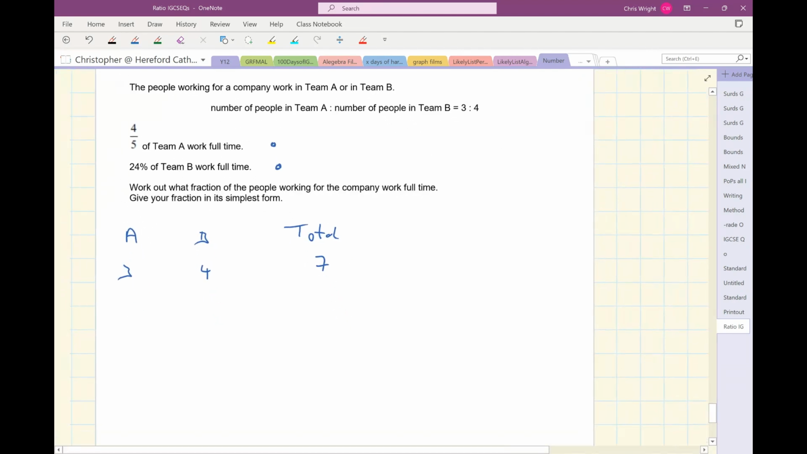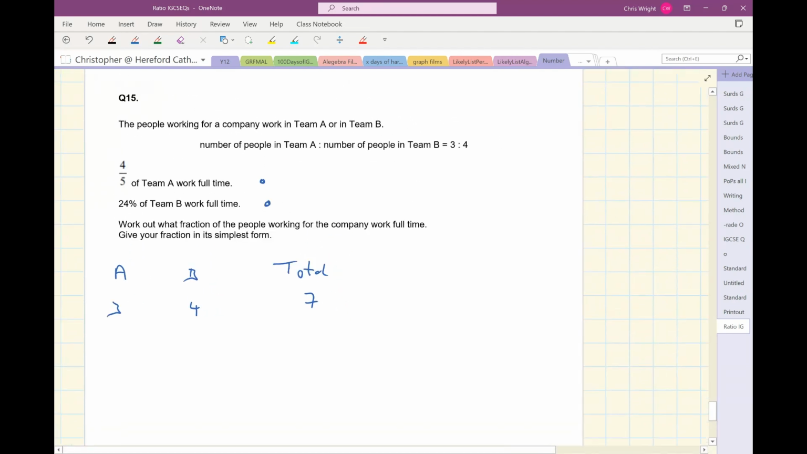it doesn't tell us how many people are working for the company. Okay? It's a bit annoying. You could make it easy for yourself. And you could just say, I know, let's have 700 people working in the company. And then we'll have 300 people in Team A, 400 people in Team B. And then we can easily work out these fractions and percentages because we've got some nice easy numbers.